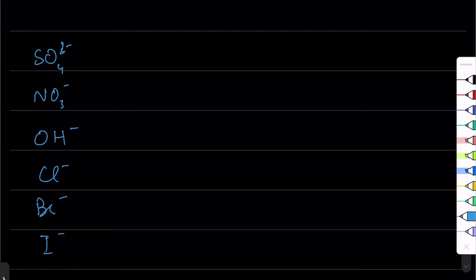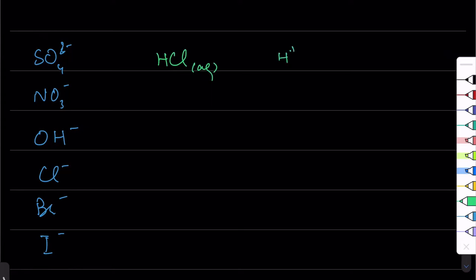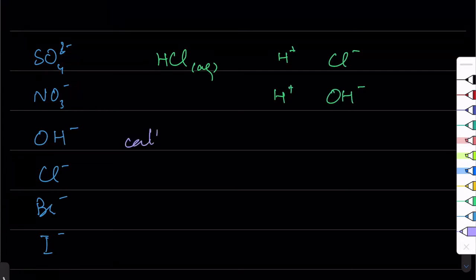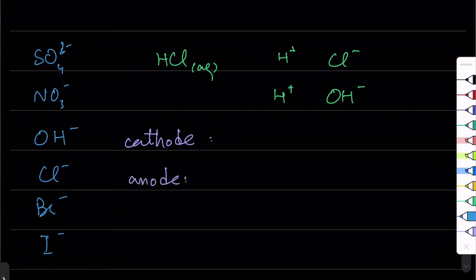So the idea basically is that, for example, in the electrolysis of HCl, you have an aqueous solution, which means you have H positive, you have Cl negative, you have H positive from water, and you have OH negative, right? So at the cathode, one of these is going to go, and at the anode, one of these is going to go, and they're going to discharge. In the cations, we just have one option, H positive. So that's the one going to discharge. In the anions, we have the least reactive one, which, using this revised reactivity series, will be chloride.